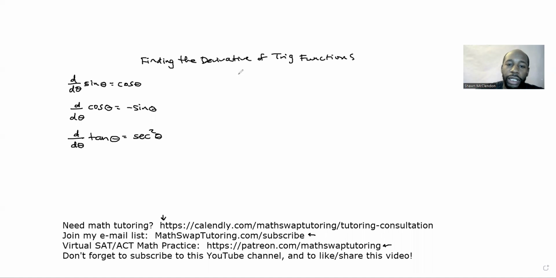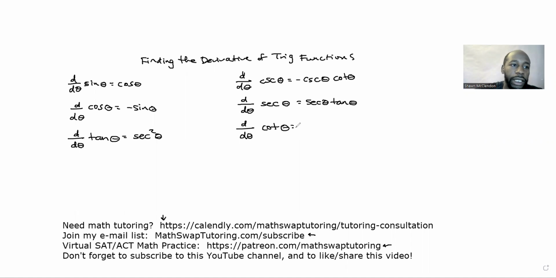So now let's go to the co-functions, so to speak. The derivative with respect to theta of cosecant is equal to negative cosecant cotangent. The derivative of secant is secant tangent. And finally, the derivative of cotangent is going to be equal to negative cosecant squared.